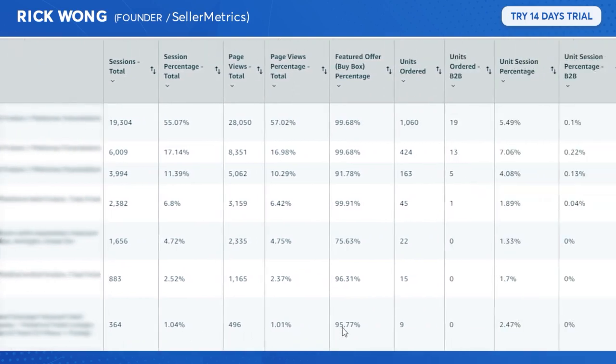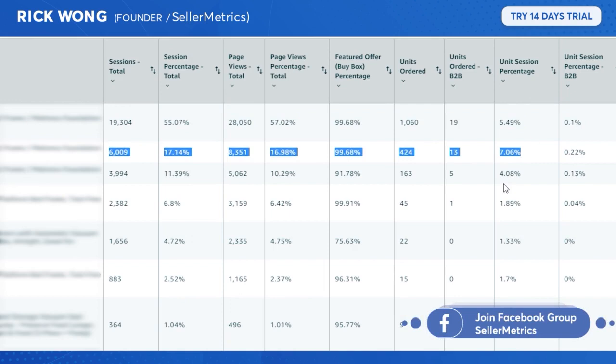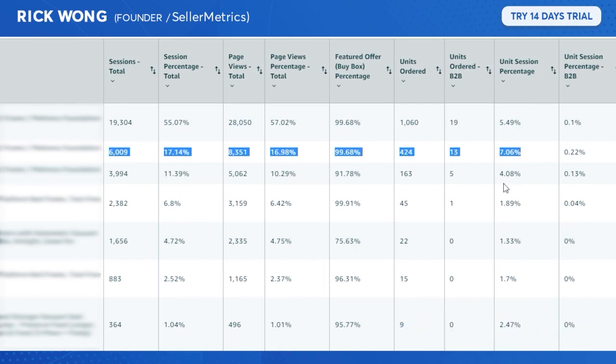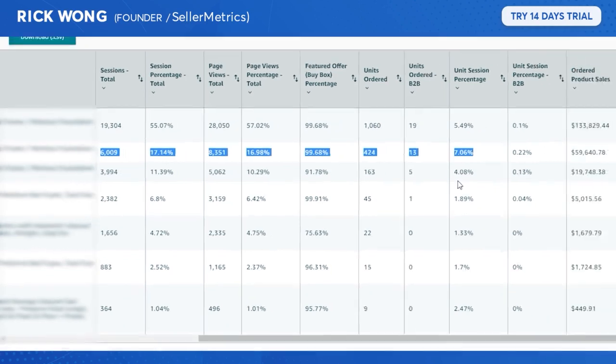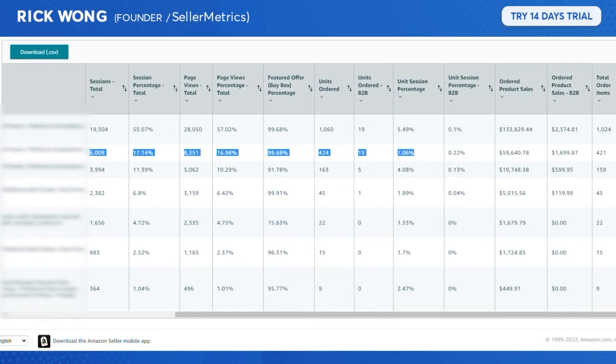If a particular child ASIN has a very high conversion rate but doesn't have too many sessions going into it, you might think about driving more traffic. In this case, I can see that this particular product has only 17% of the total sessions, but has the highest unit session percentage. So that gives me data insight as to which specific child ASIN I can drive more traffic to and probably get a better ROI. That's one way I can interpret this business report using your page view and session information.